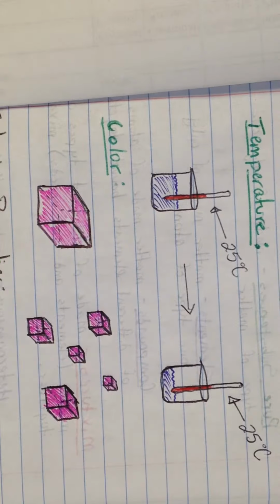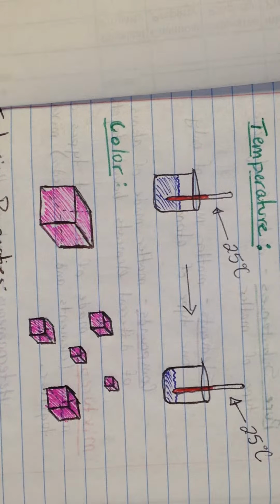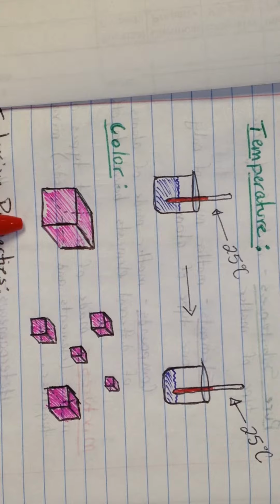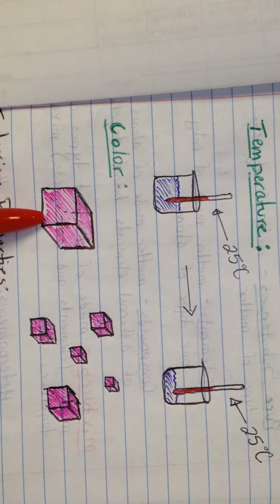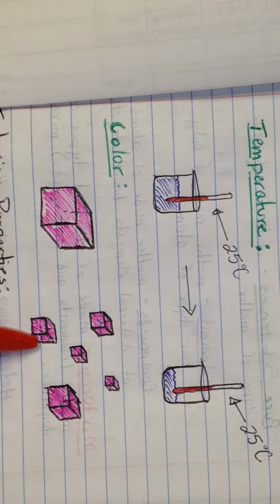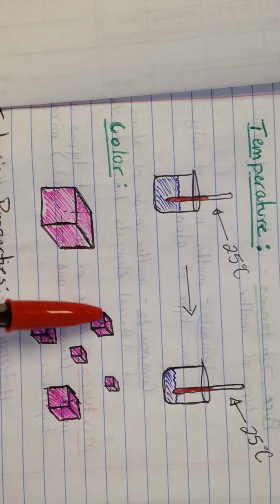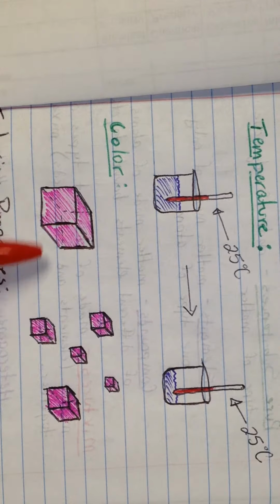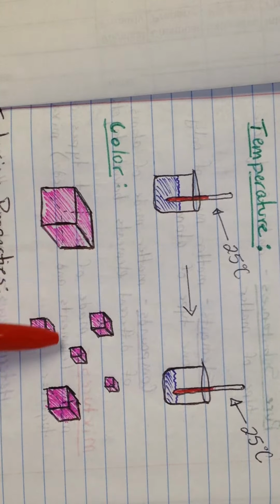Below that, I have an example of color. Color is also an intensive property. On the left, I have a cube. It's a pink cube. And if I break that cube apart into a bunch of smaller cubes, they're still going to be pink because the mass of the system doesn't affect the color. It doesn't matter whether I have a lot of this substance or small quantities of this substance, it still is pink. So those are intensive properties.